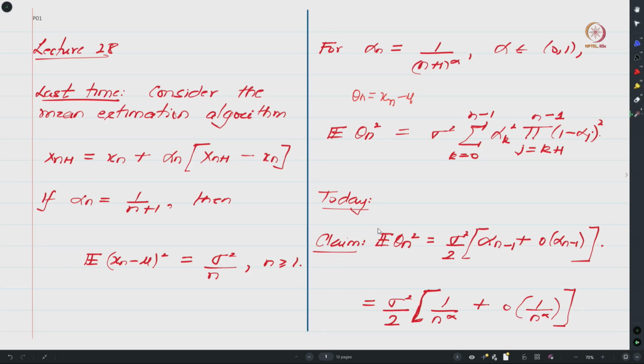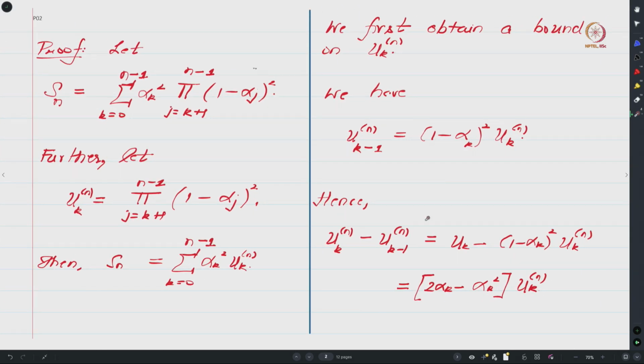So let's first formally verify this claim. Whatever is over here, we are going to define it as Sn as I have stated over here. Then let's denote this product that we have over here as ukn, that is the product of 1 minus alpha j the whole square from j equals k plus 1 to n minus 1. Again, whenever we have a product where the lower index is larger than the upper index, we will interpret this product as being 1.